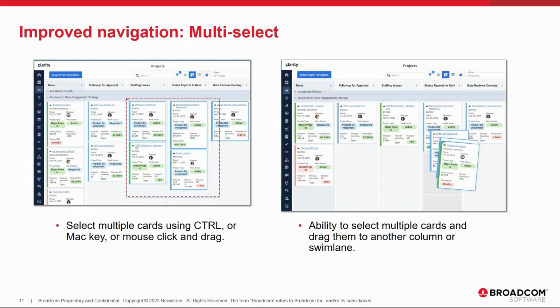The user can also multi-select the cards. They can either use the control key in Windows or Mac key in a Mac laptop, or the user can use the drag and drop capability of selecting multiple cards just by dragging across the cards. Once the multiple cards are selected, then the user has the option to drag and drop those cards between columns or swim lanes.